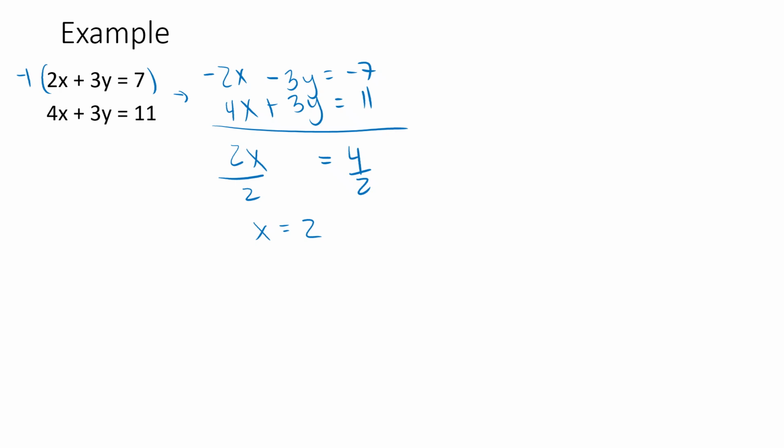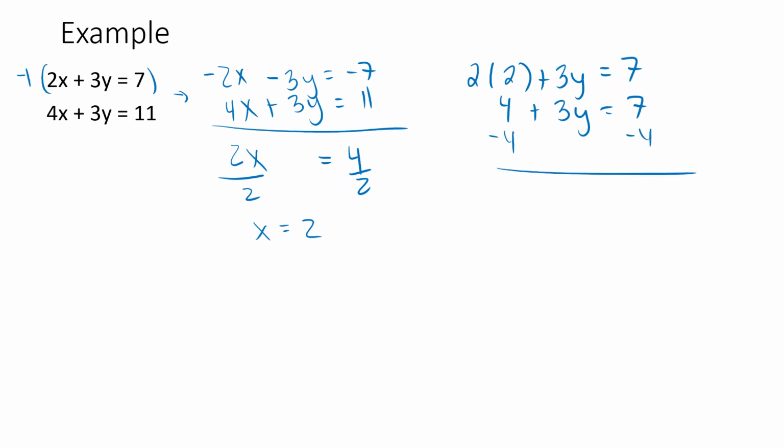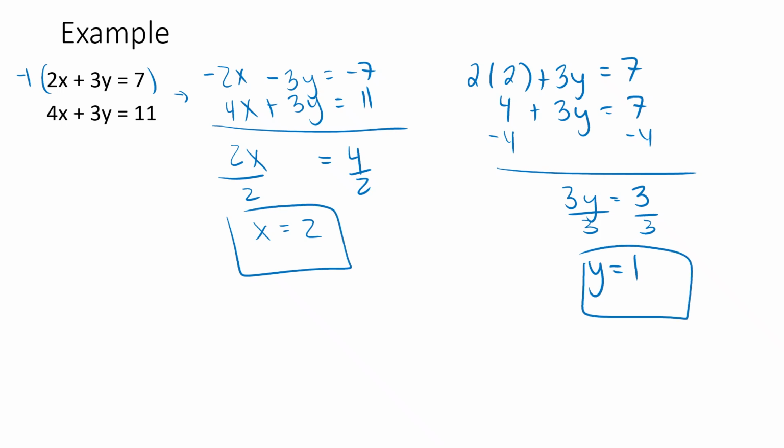So I'm going to pick one of those equations and plug it in. I'm going to put it into the top one, mostly because the top one is smaller. Subtract 4, 2 times 2 is 4. And then subtract the 4 from both sides. 4 minus 4 is 0. And I get 3y is equal to 3. And so y is equal to 1. Okay, there we go. Ta-da.